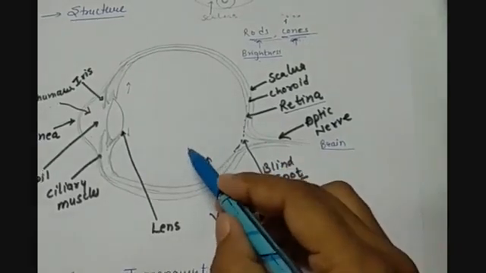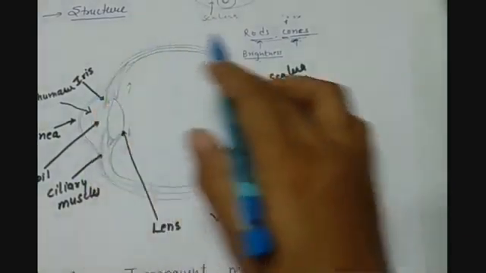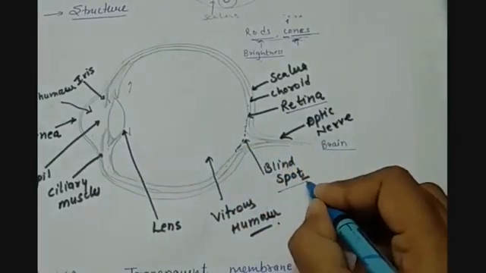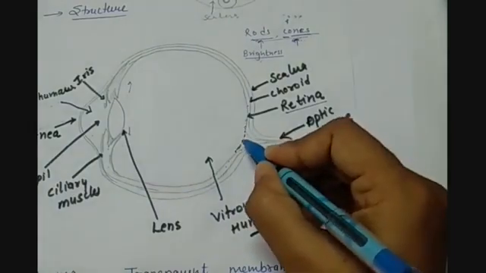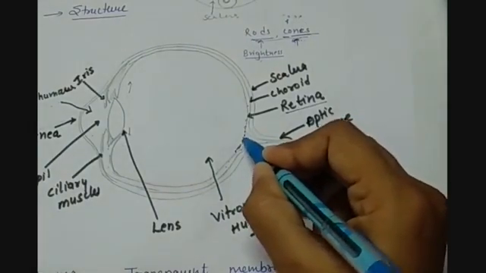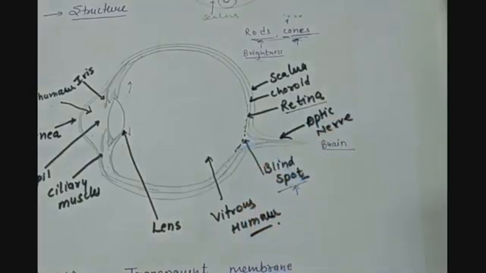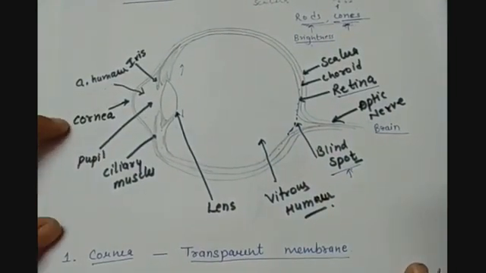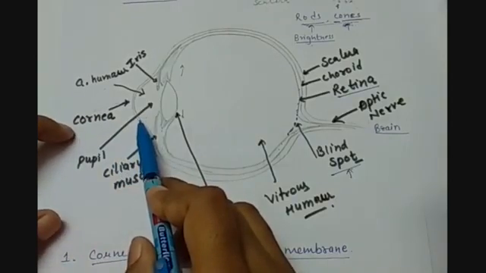Then this vitreous humor, which is almost transparent in nature, also maintains the shape of the eyeball. Blind spot: no rods and cones are present here. So at this place, if the light falls or converges, then no image formation takes place. So let's quickly revise the functions of each part of the eye. Cornea: the convergence of the light when it enters the eye is first done on the cornea.